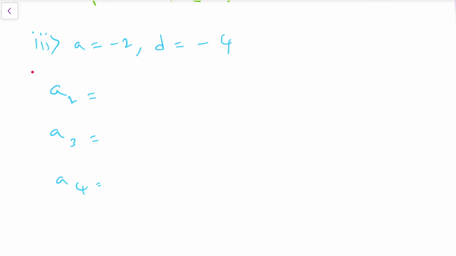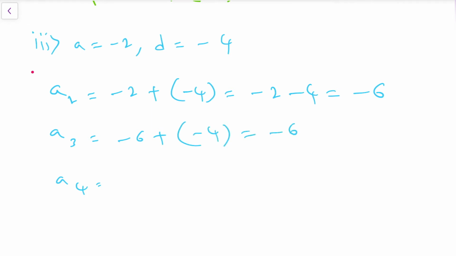So now minus 2 plus common difference. Minus 2 plus into minus 4. Minus 2 minus 4, minus 6. Minus 6 plus common difference. Minus 6 plus into minus 4, minus 6 minus 4, minus 10. Next, minus 10 plus common difference. Minus 10 plus into minus 4, minus 10 minus 4, it is minus 14.